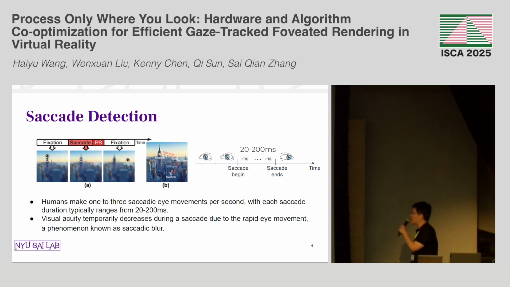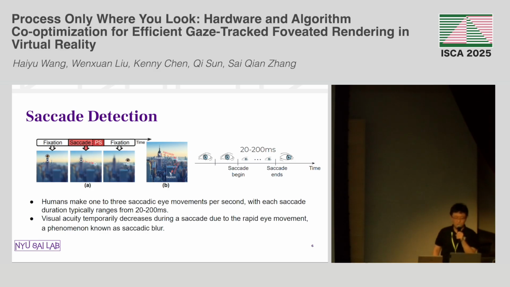One behavior is called saccade. Saccade means the duration in which the human gaze sweeps from one location to another. Imagine you are looking at one position and you quickly sweep to another position; this process is called saccade. Humans usually make 1 to 3 saccadic eye movements per second, and each saccade typically lasts from 20 to 200 milliseconds.